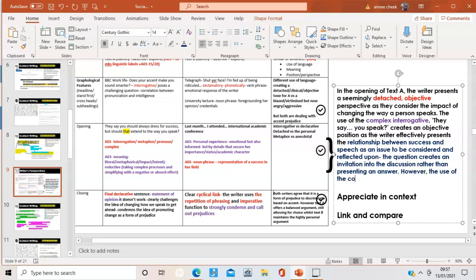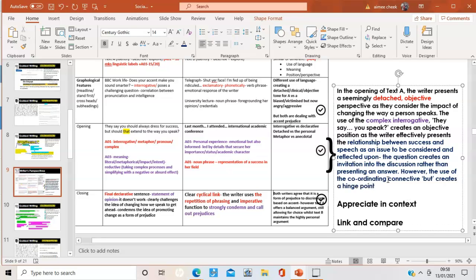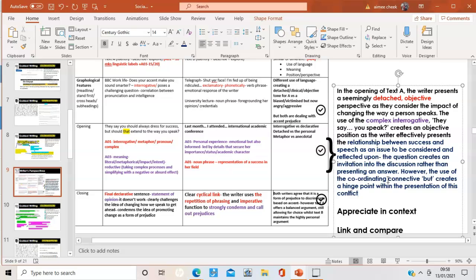the use of the connective but, and then we could say the coordinated connective but, so, however, the use of the coordinating connective but creates a hinge point within the presentation of this conflict between accent and appearance. So I've used accent and appearance there as synonyms for speech and success.